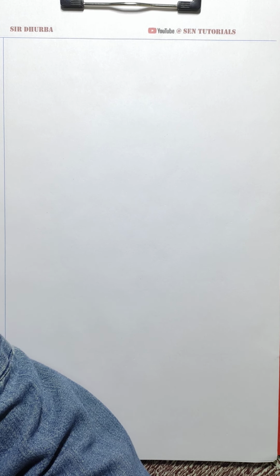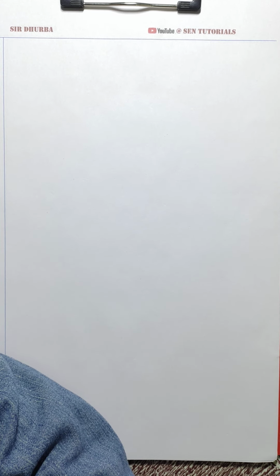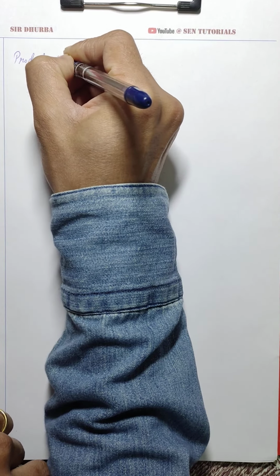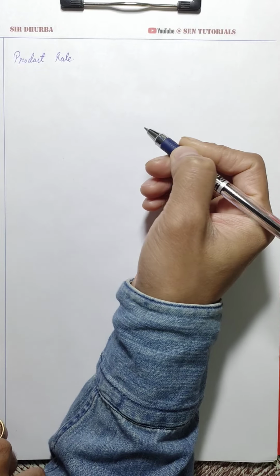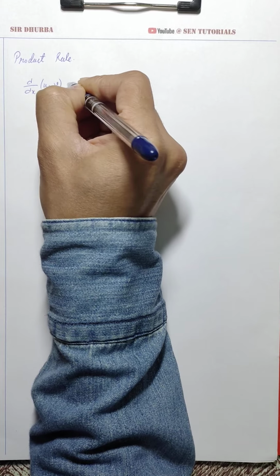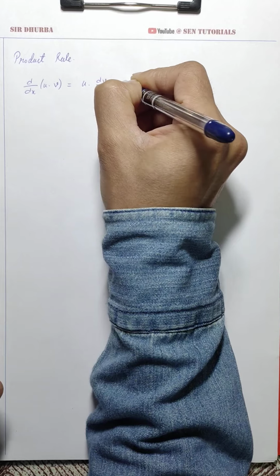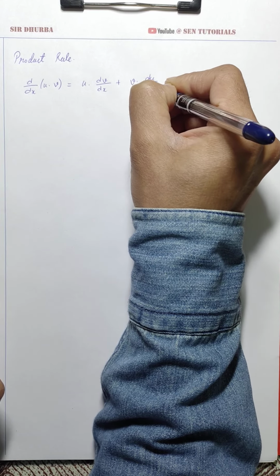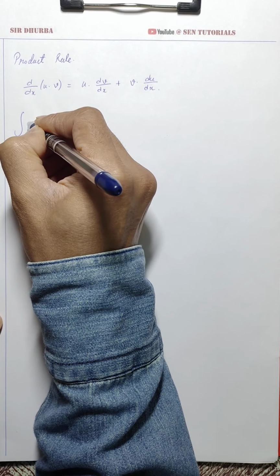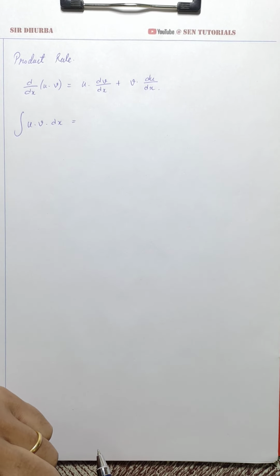For example, if the product of two functions is given. Now, if you remember the product rule in differentiation: if you had two functions, u into v, then the derivative was u times the derivative of v with respect to x plus v times the derivative of u with respect to x. What if we are given to integrate the product of two functions? This we haven't learned.